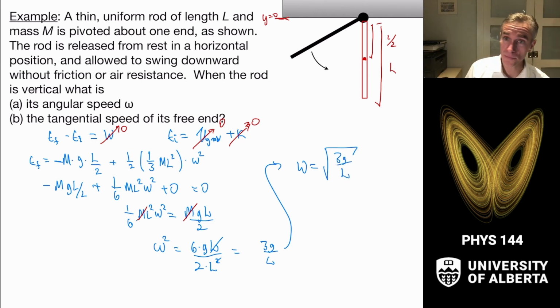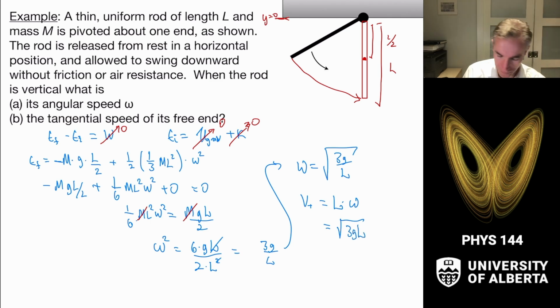So, done. What's the tangential speed of the free end? Well, it's traveling on a circular path as it comes down. So Vt is just equal to L omega, because the radius of the circle is the length of the rod, and so that's root 3gL. Okay, done.